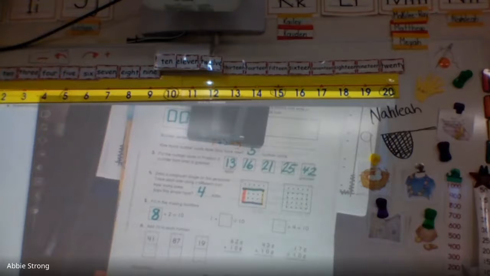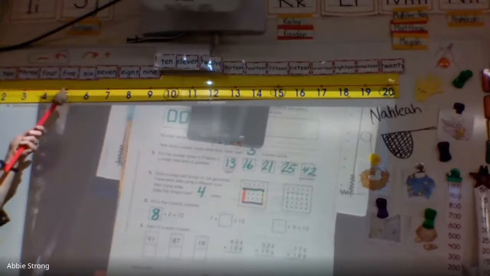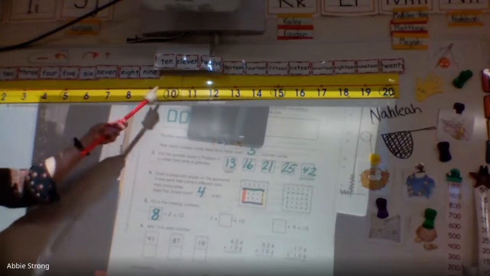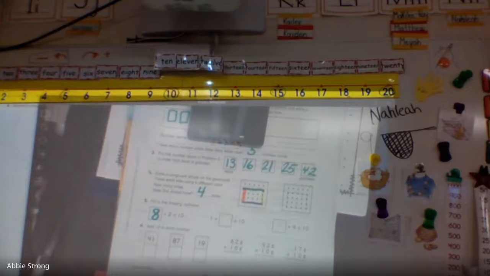Ready? 1 plus mystery number equals 10. Put your finger on the 1 of your number line. Mikali, put your 1 on the number line. Ready? Let's count our hops. 1, 2, 3, 4, 5, 6, 7, 8, 9. How many hops? Kaden? 9. Good. And the last one.